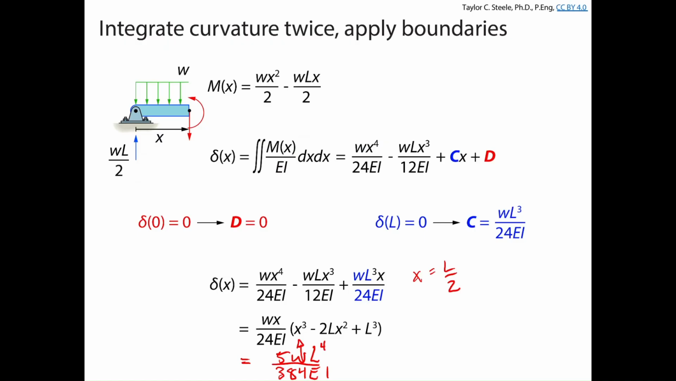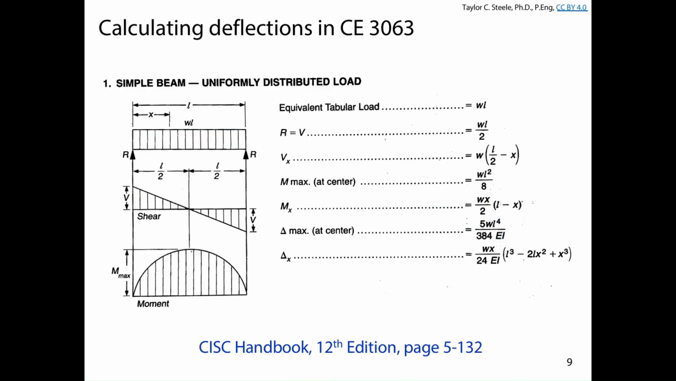Now, thankfully, we don't have to do that all the time because somebody's already done this for us. And so you can go to the handbook on page 5-132, and it's going to give you a bunch of equations that we should already mostly know about for simply supported beams. Right? So it's going to tell us what the maximum shear force is. It's going to tell us what the maximum moment is. And here, which is what we're caring about today, the deflection, that's maximum. That's at the middle for this particular case. And the maximum deflection is going to be 5 WL to the 4th over 384 EI.